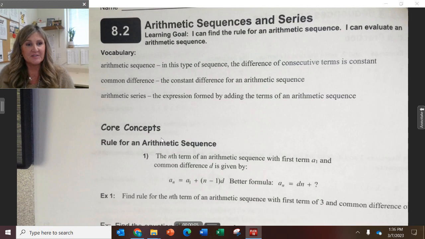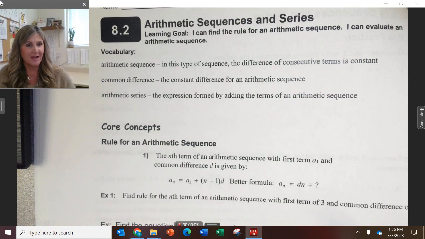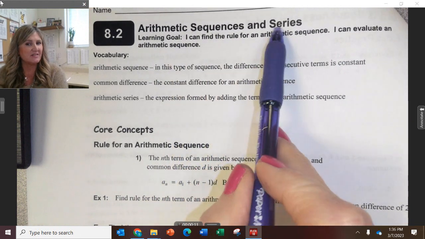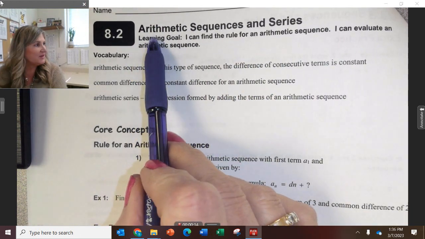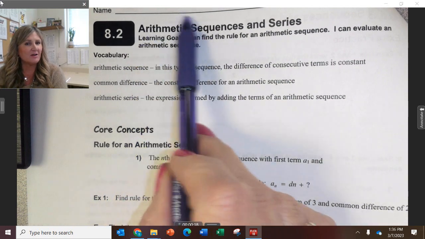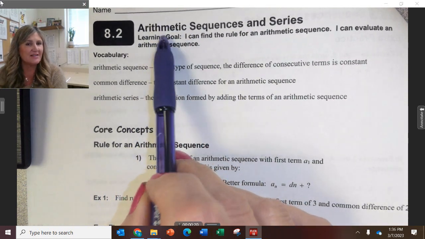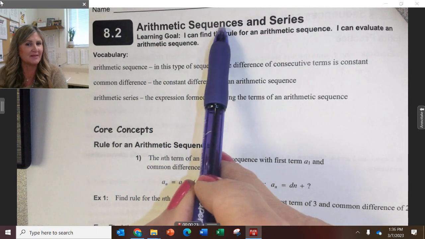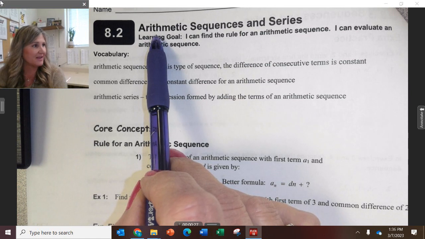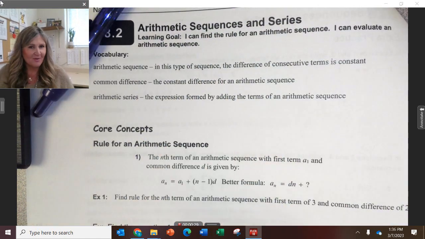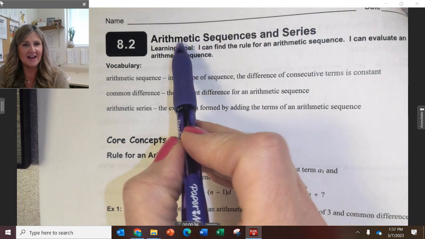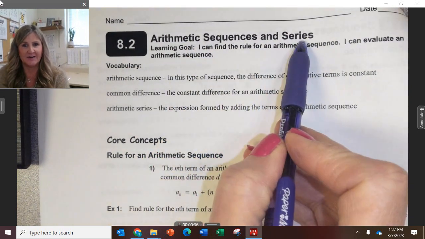We're looking at section 8.2 in chapter 8. We're going to be looking at arithmetic sequences and series. Now, when you see this word, you probably think arithmetic, but we only call it arithmetic when it's a noun. When it's an adjective, as it's describing the sequence and the series, we actually pronounce it as arithmetic. So what we want to do is, once again, this is arithmetic sequence and series.